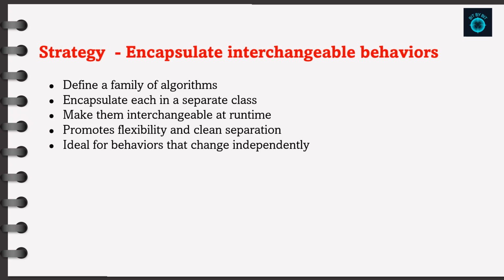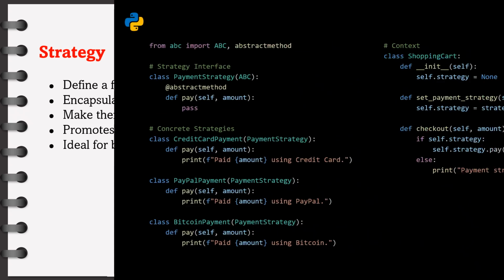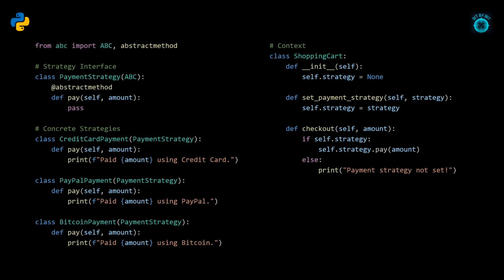It's ideal for cases where behavior changes frequently, such as different sorting algorithms, payment processing methods, navigation or routing modes, discount or tax calculation logic. Let's look at a Python example that simulates a payment system where the payment method is chosen dynamically at runtime. This example demonstrates the strategy pattern with different payment methods.